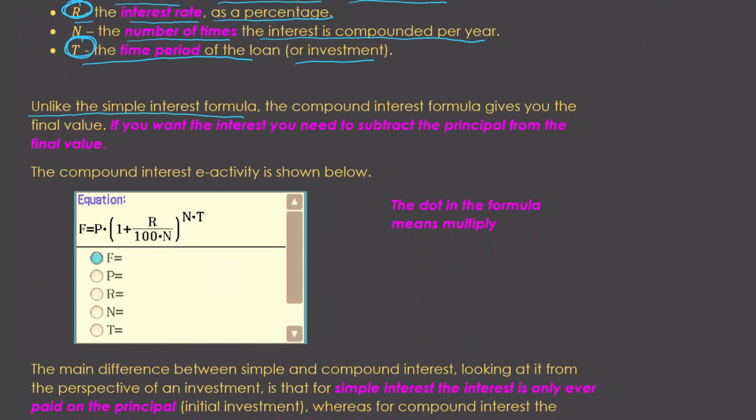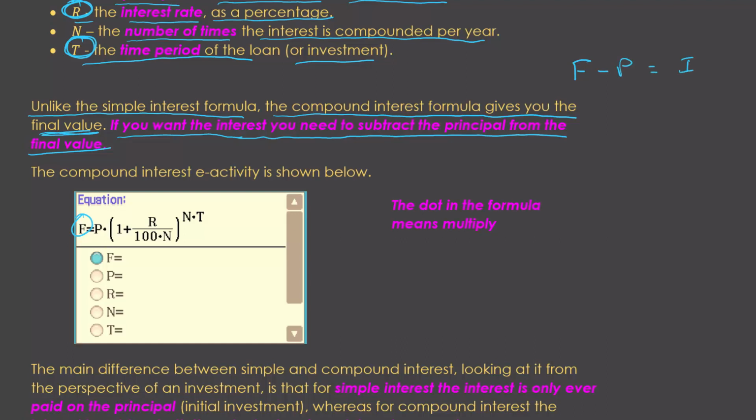Unlike the simple interest formula, the compound interest formula gives you the final value. If you want to find the interest, you need to subtract the principal from the final value. So we can see that F is the subject of the formula here. So we get the final value. And so if you do F take away P, that will give you the interest.